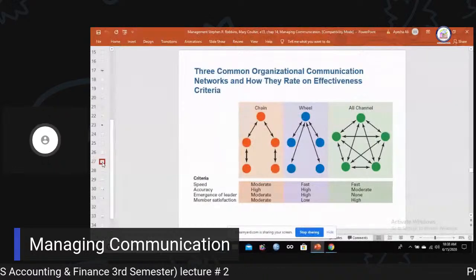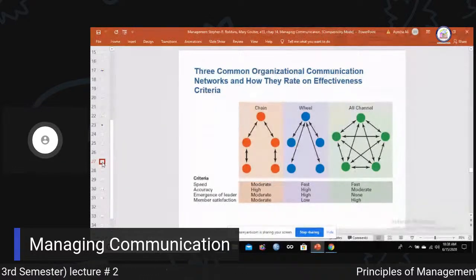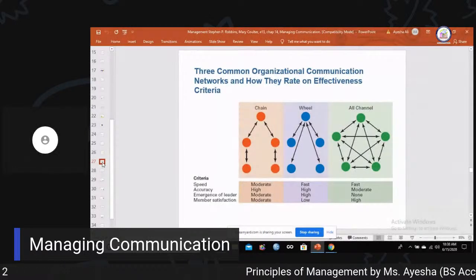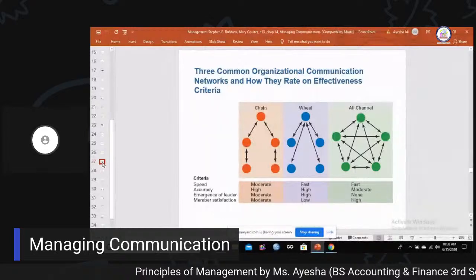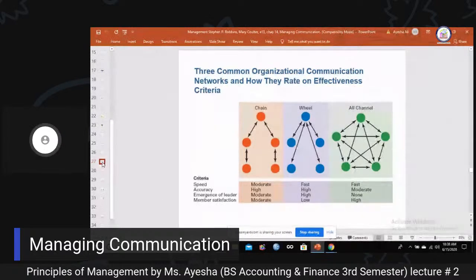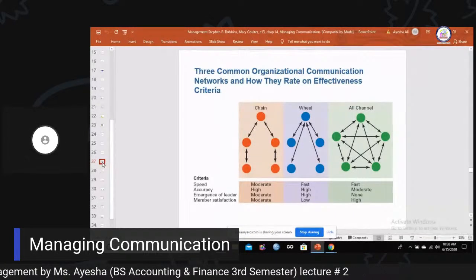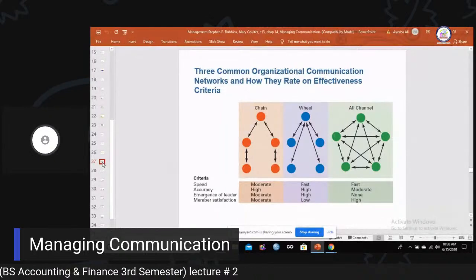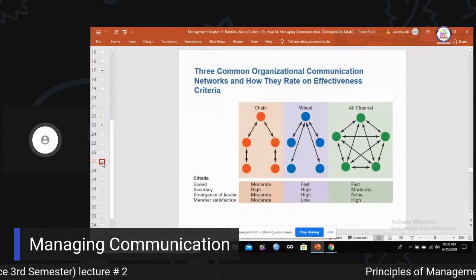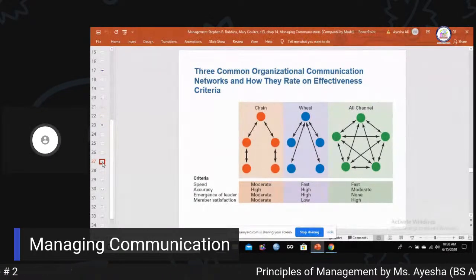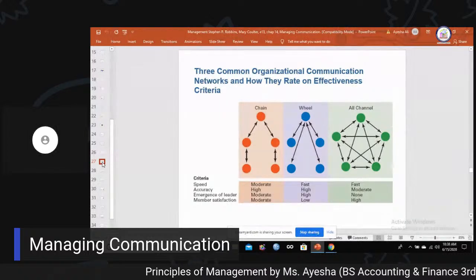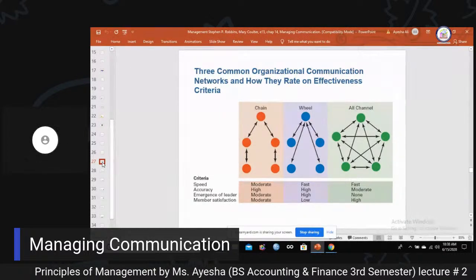Everyone can approach anybody, any sender. Member satisfaction: in the chain, member satisfaction is moderate, because the lower level cannot directly approach the executive or boss, so it decreases the satisfaction of lower level staff.